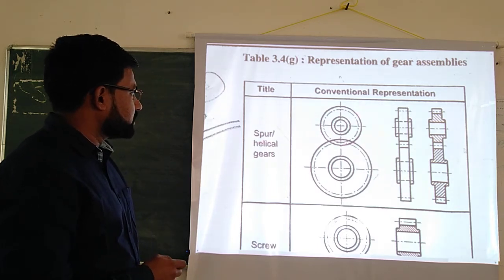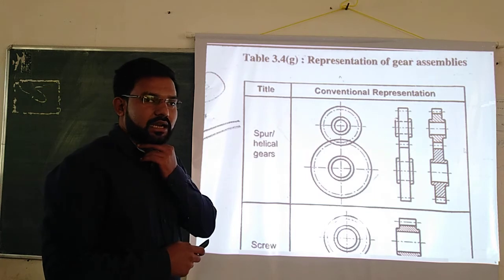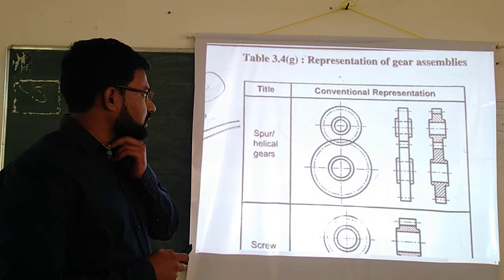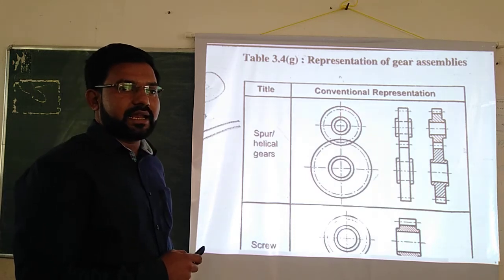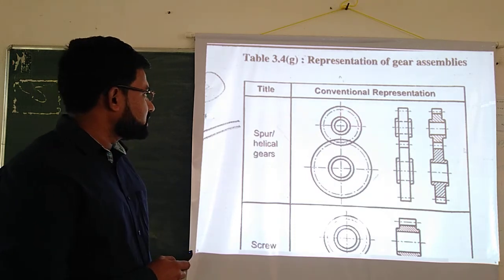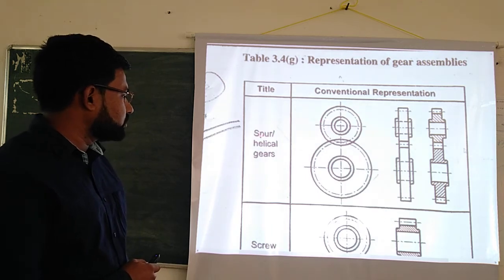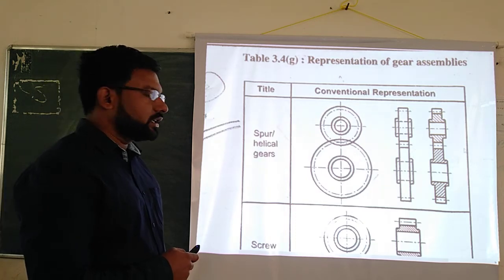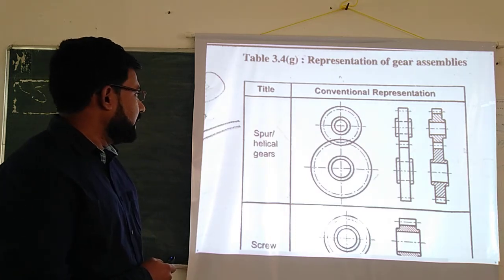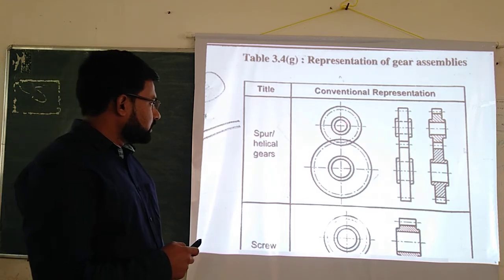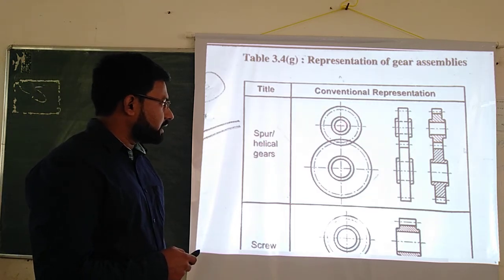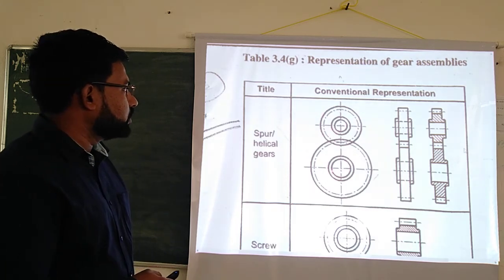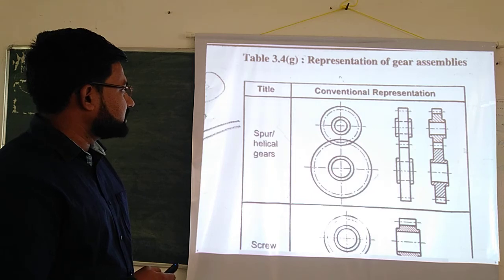So this is the spur gear. In a spur gear, the teeth are parallel to the axis of the gear, and in a helical gear, the teeth are inclined at some helical angle with respect to the axis of the gear. According to the inclination of teeth, the gears are classified as spur gear and helical gear. In spur and helical gears, the input shaft and output shaft are parallel to each other and placed at some distance apart.